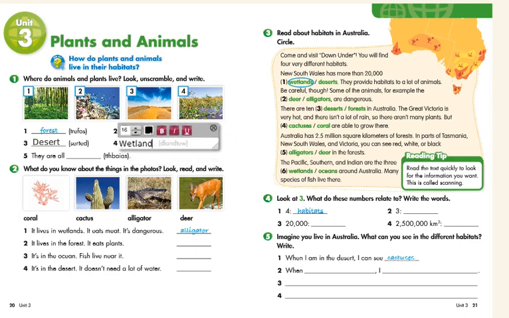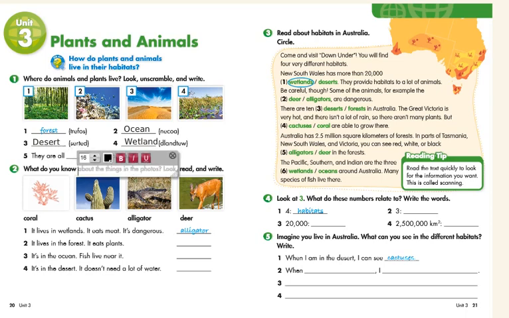Okay. So there you go. Now we have exercise 1. In number 5, they are all. What do you think that these are all? They are all habitats. That's right. So we're going to write the word habitats like this.